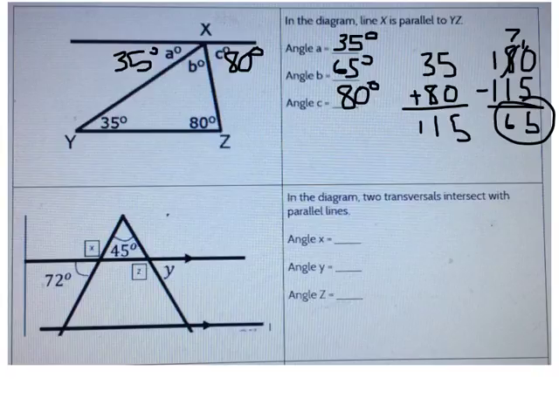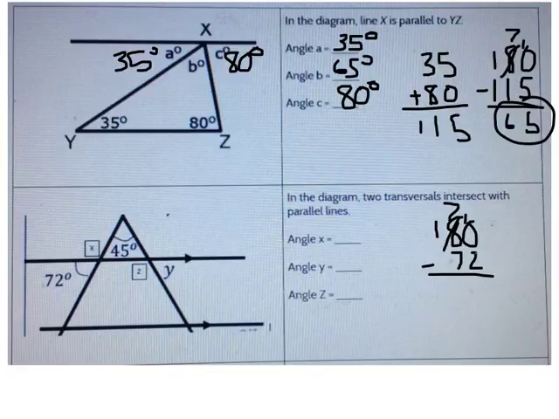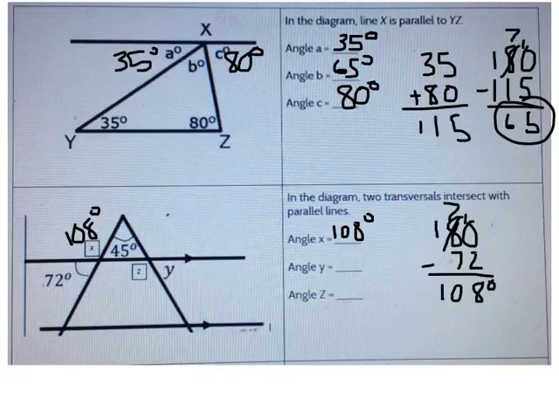Now let's look at another example. Two transversals intersect with parallel lines in this example. What's angle X? Well, angle X and 72 degrees are on a straight line. So I can find angle X by subtracting 180 minus 72. 180 minus 72 is 108 degrees. Angle X is 108 degrees.